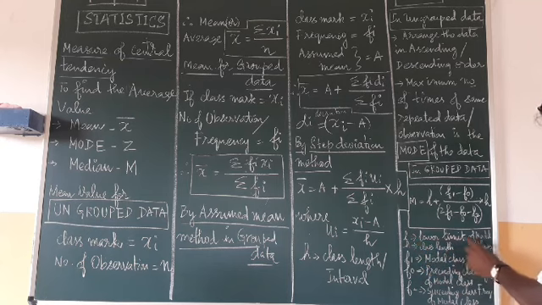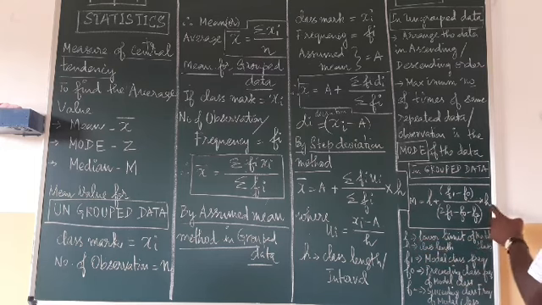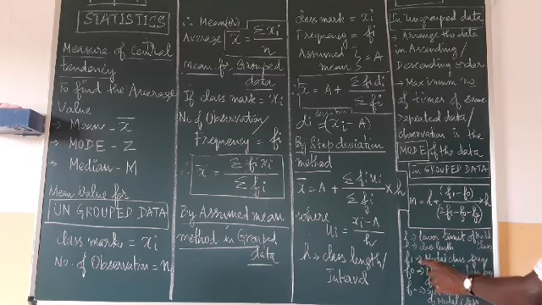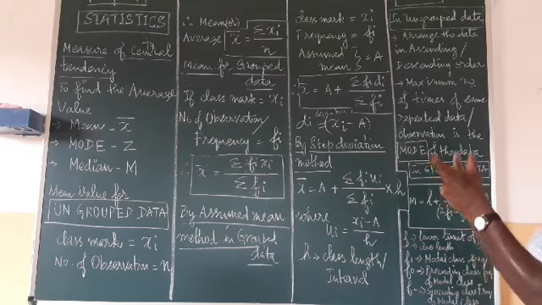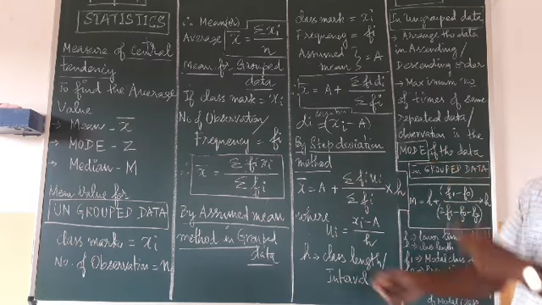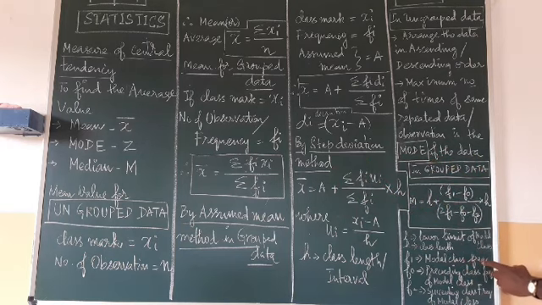L is the lower limit of the modal class. When you are calculating the problem, you know what the modal class is. Lower limit of the modal class, and h is the class length that we know. And f1 is the modal class frequency. When you are finding the modal class, in that line, whatever frequency is given is called the modal class frequency.